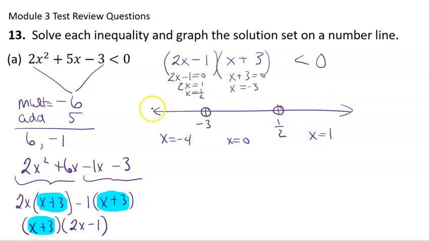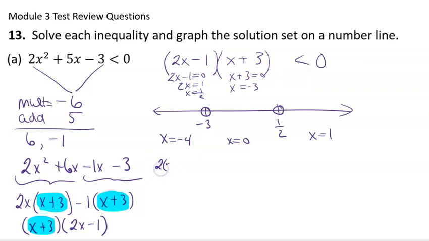So make sure you pick an interval on the left, an interval in the middle, and an interval on the right. If there's 3 separate intervals you have to check. If there's more, you've got to check more. Where am I plugging that in? Either in the original inequality, or the factored one, which is a little bit easier. So I'm going to plug it in the factored one.